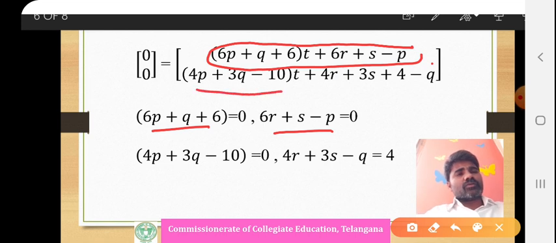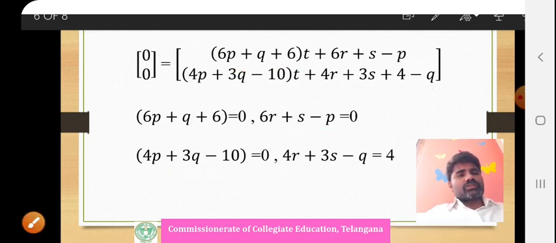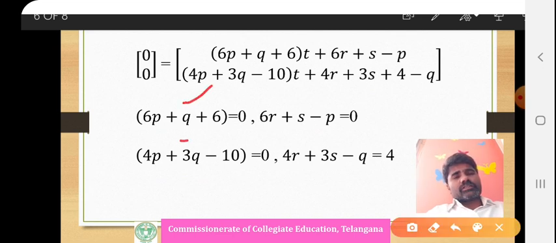And next, 4p plus 3q minus 10 equal to 0, and 4r plus 3s minus q minus 4 equal to 0. Actually the 4 is coming to that side, that's why it is minus 4. These are the system of equations. By solving these equations, we will get p, q, r, s. First we can solve these two equations, this one and this one. These are equations in p and q only.